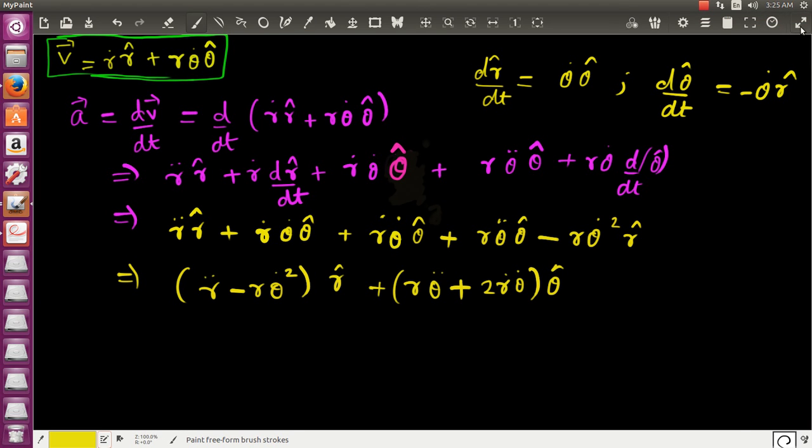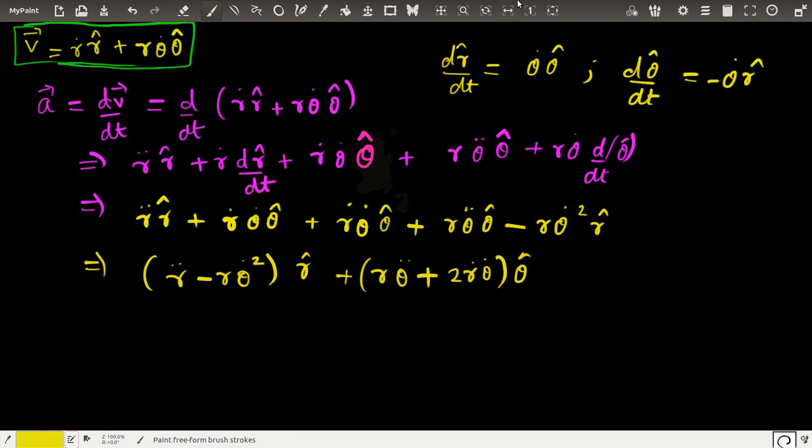Hello and welcome to the second part of the lecture where we were talking about the Coriolis force. Note, in the previous slide we discussed the expression for the velocity. We get this as an expression for the velocity. Now differentiating the velocity vector, we get the acceleration vector.